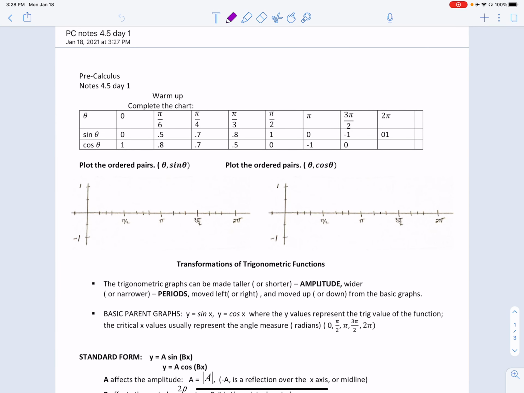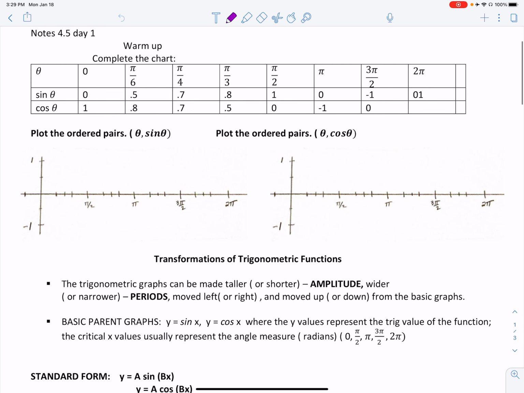Pre-Calculus 4.5 Day 1. We're going to look at the graphs of sine and cosine. And so we have some ordered pairs here that we want you to plot for your warm-up. I'll get you started on sine. And so when theta is 0, the sine is 0.